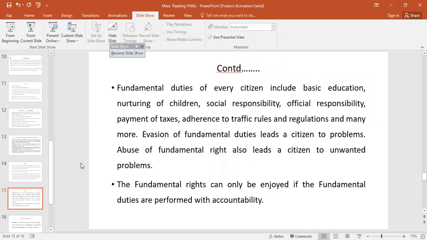Fundamental duties of every citizen include basic education, nurturing of children, social responsibility, official responsibility, payment of taxes, adherence to traffic rules and regulations, and many more. Evasion of fundamental duties leads a citizen to problems. Abuse of fundamental right also leads a citizen to unwanted problems. The fundamental rights can only be enjoyed if the fundamental duties are performed with accountability.